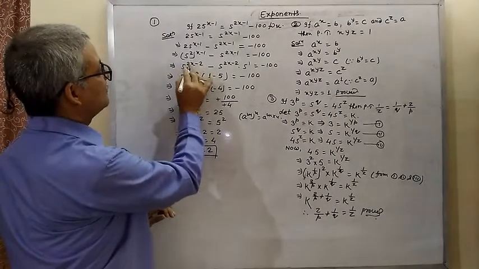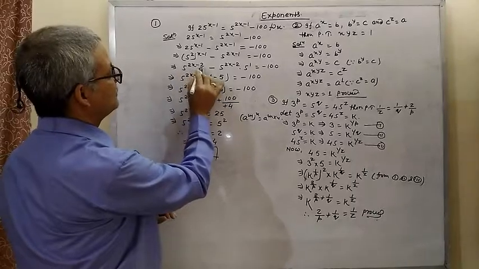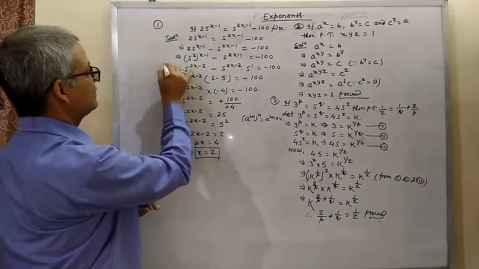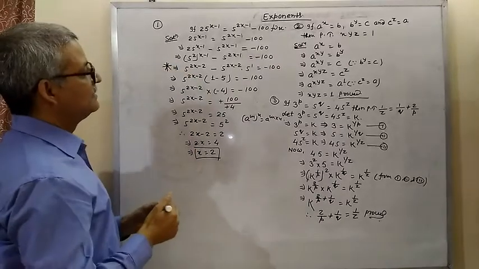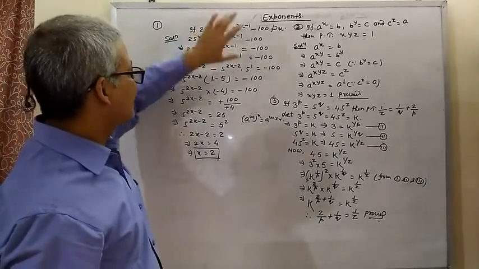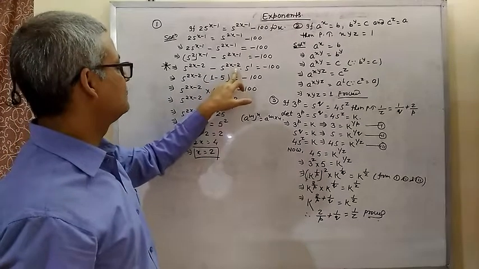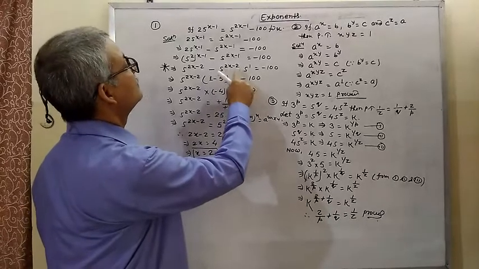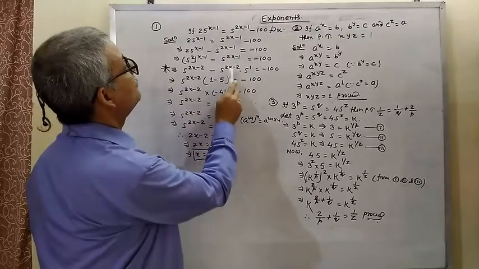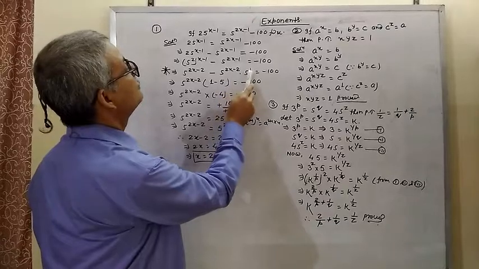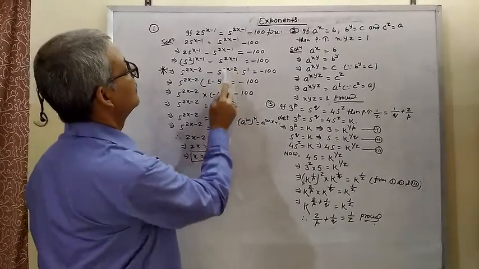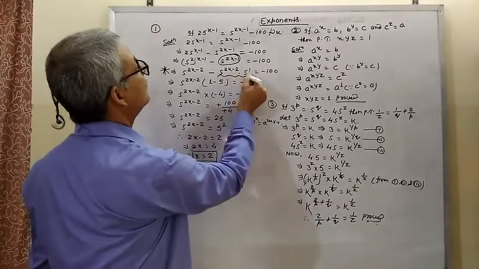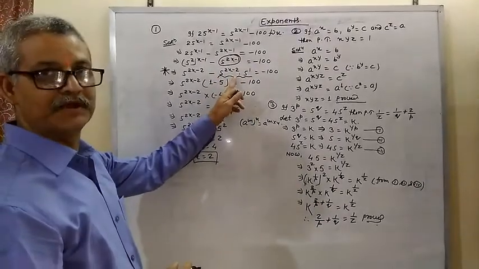So now 5 to the power 2x minus 2, minus 5 to the power 2x minus 1. Actually here is the turning point of this question. This 5 to the power 2x minus 1 can be written as 5 to the power 2x minus 2 into 5 to the power 1, because if the base is same then their powers will be added, and if we add their powers, 2x minus 2 plus 1 is equal to 2x minus 1. So this term can be written in this way. This is the turning point of this question.